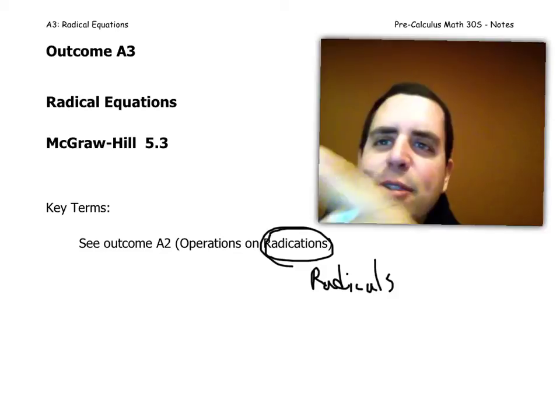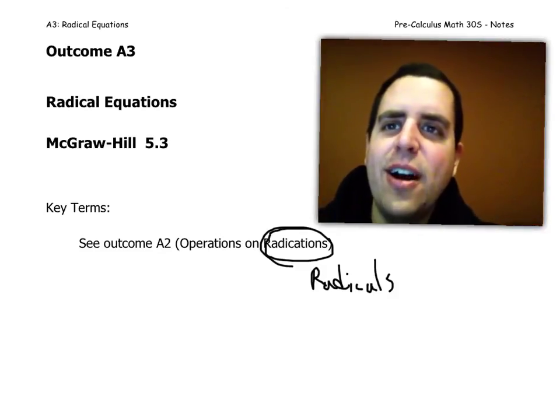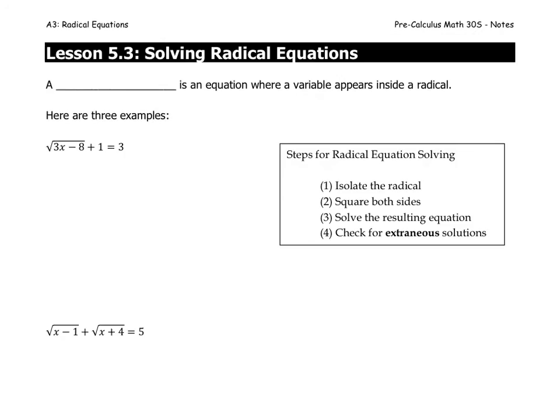All right, anyway, for the key terms, you can see that last section, section A2. Okay, so radical equation. That says a radical equation is an equation where a variable appears inside a radical. And we're going to look at three examples here for the lesson.